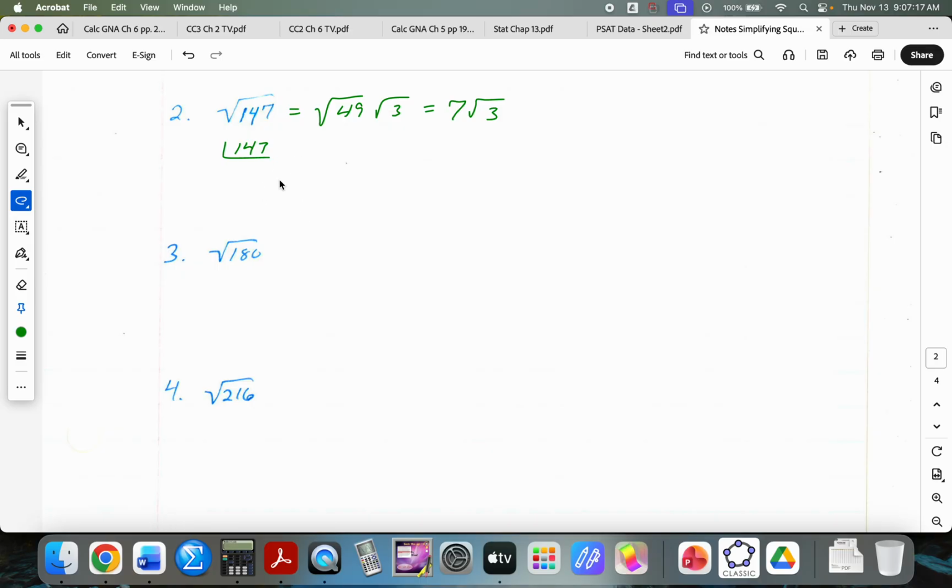Before I go on, I would be remiss if I didn't teach you a really cool trick. Do you guys know the trick for figuring out if something's divisible by 3?